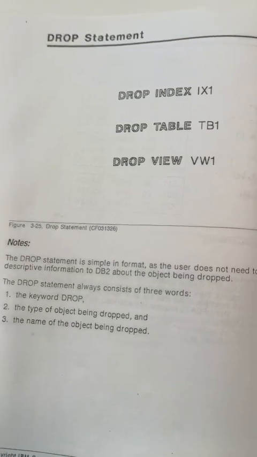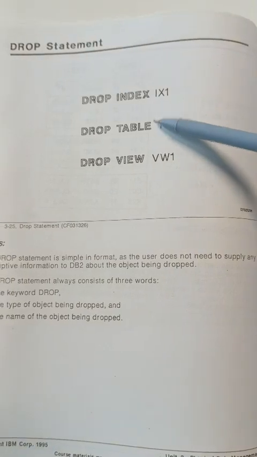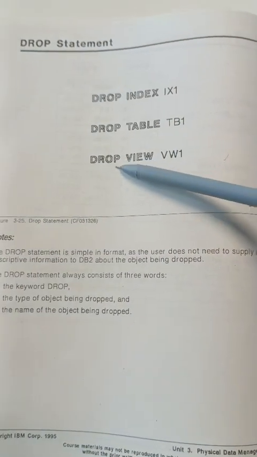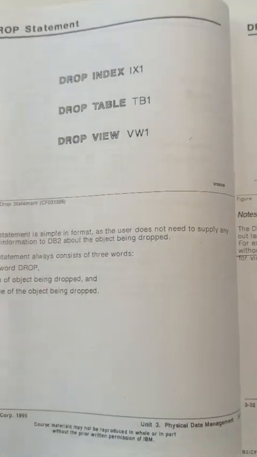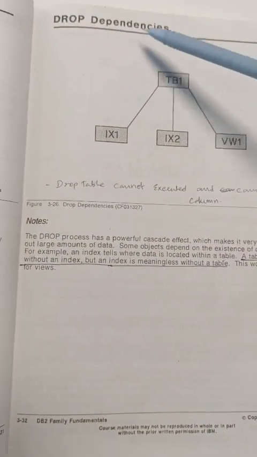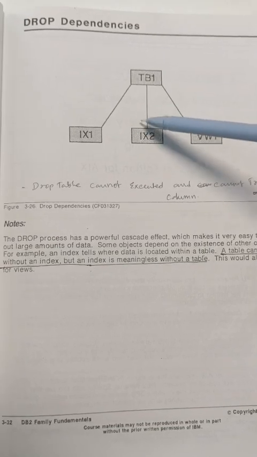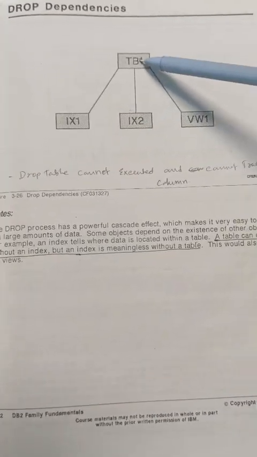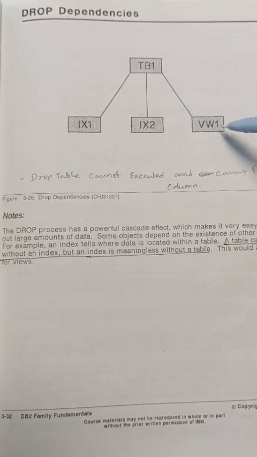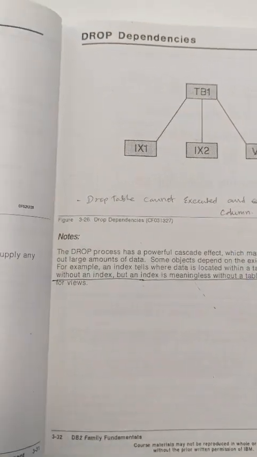These are sample commands for the drop statement. I can drop an index, I can drop a table, and I can drop a view also. And what will happen is drop dependency: whenever you drop a table, it will drop the indexes. We can create a number of indexes on a single table. We can even drop the view also. Drop table cannot be executed and the command traced any column here.